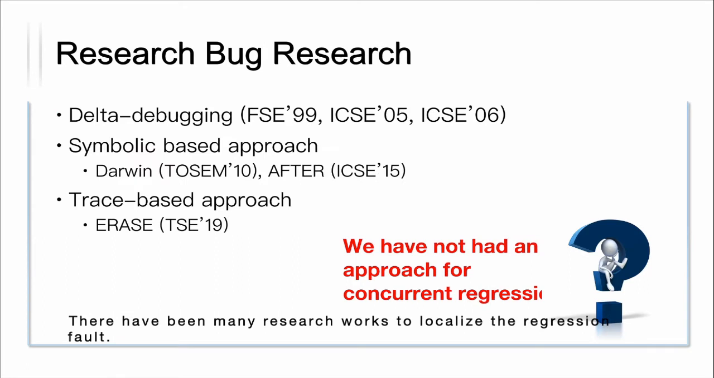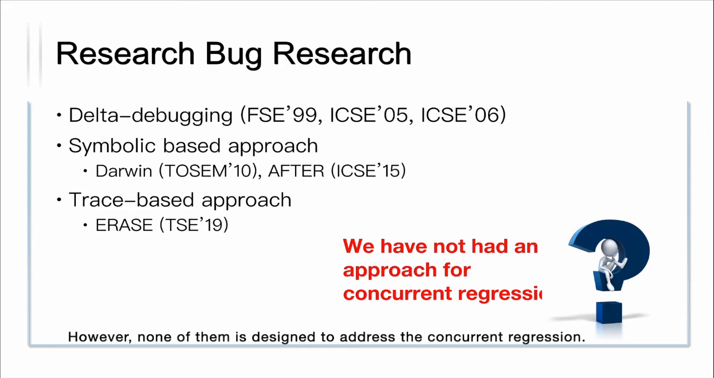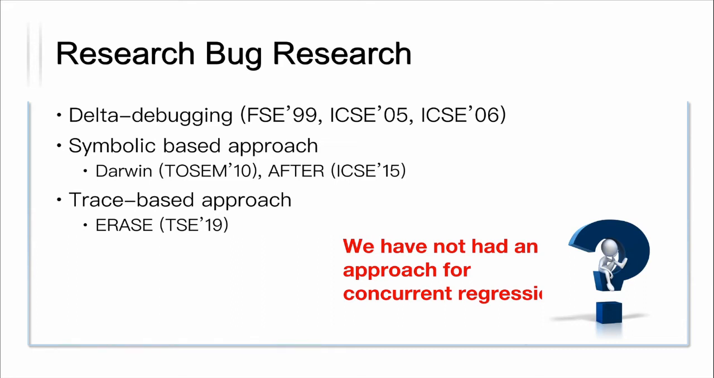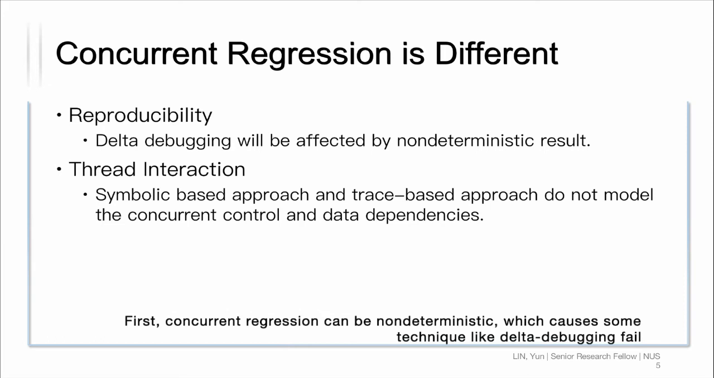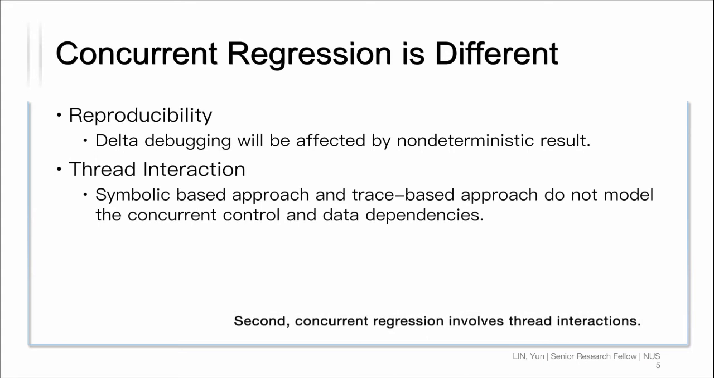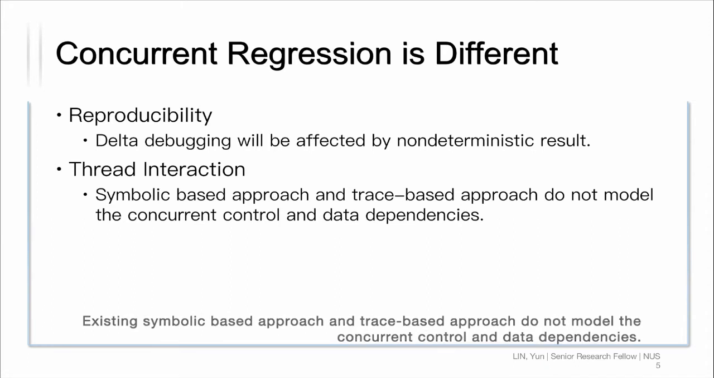There have been many research works to localize the regression fault. However, none of them is designed to address a concurrent regression. Concurrent regression is different from sequential regression in two aspects. First, concurrent regression can be non-deterministic, which causes some techniques like delta debugging to fail. Second, concurrent regression involves thread interaction. Existing symbolic-based and trace-based approaches do not model the concurrent control and data dependencies.